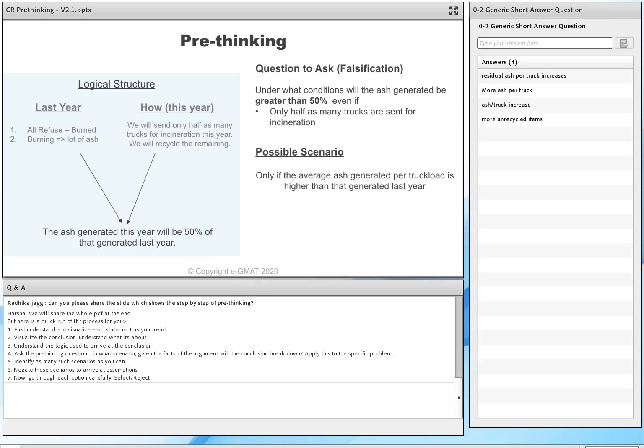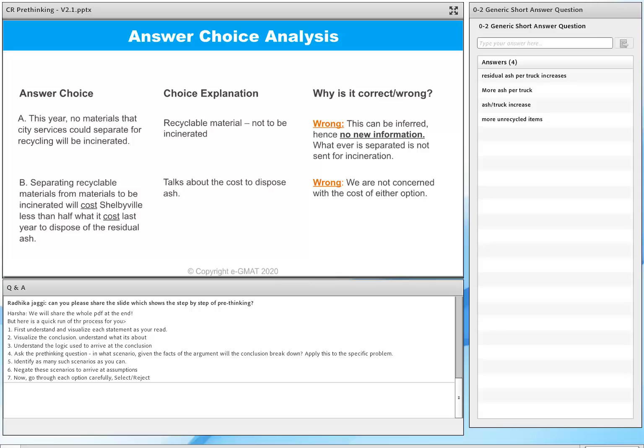Would you call this a quant question? No, this is a pure logic question. That's the only possible scenario. And which choice talks about this scenario? The only choice that talks about this scenario is choice D, D for delta. So let's talk about the various answer choices.